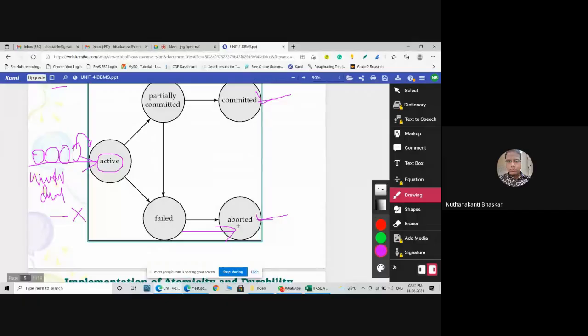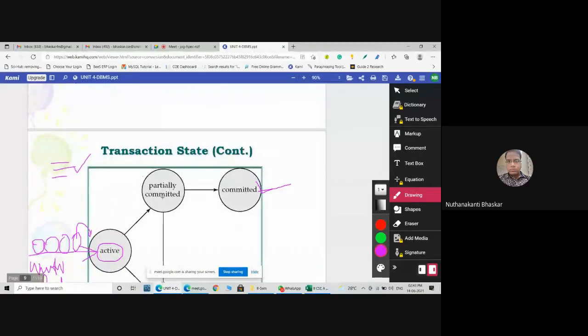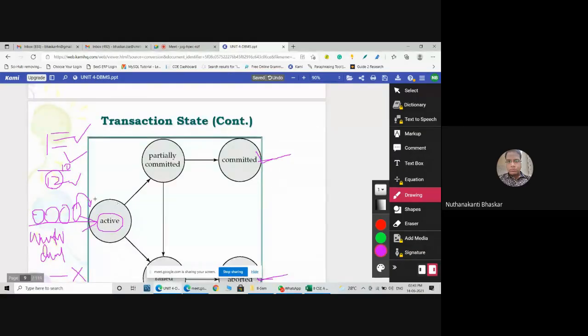Are you clear? Now the transaction is in the partially committed state, meaning some of the actions are right. Maybe three actions are given, and all three are right. After this, it asks to enter the money. My account has 10,000, but I want to withdraw 12,000. Now I entered 12,000. Up to this, the transaction is partially committed. When I entered 12,000 to withdraw, what happened? There is no chance to move to commit, because if it commits, it is going to provide 12,000. Yes or no?